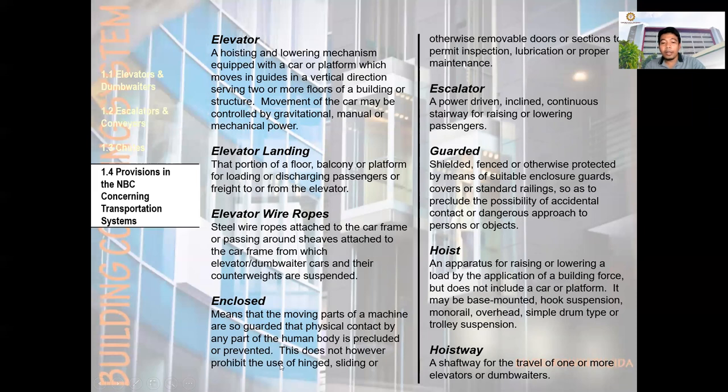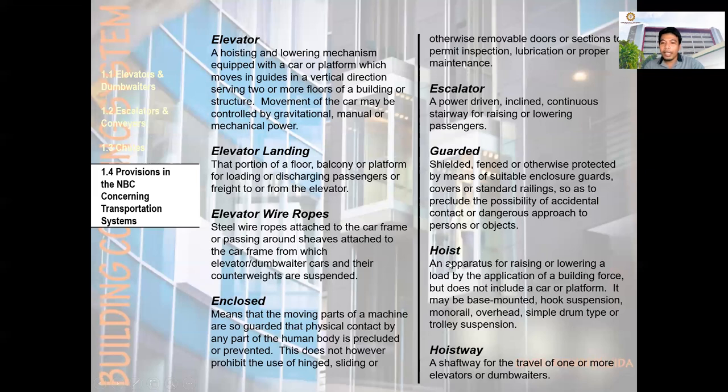So this does not, however, prohibit the use of hinges, sliding, or otherwise movable doors or sections to permit inspection, lubrication, or proper maintenance. And then we have escalator. So a power-driven inclined continuous stairway for raising or lowering passengers or people. And then guarded. So it is shielded, fenced, or otherwise protected by means of suitable enclosure, guards, covers, or standard railings so as to preclude the possibility of accidental contact or dangerous approach to person or object.